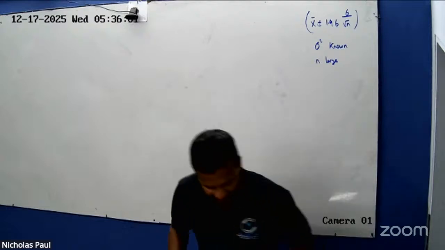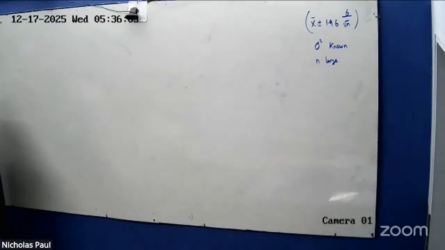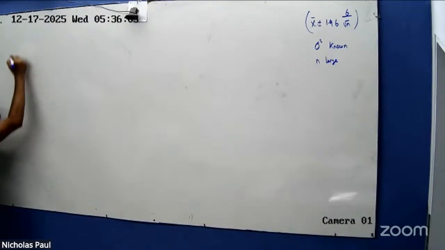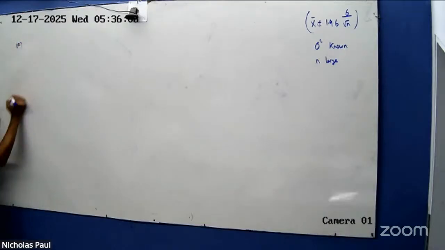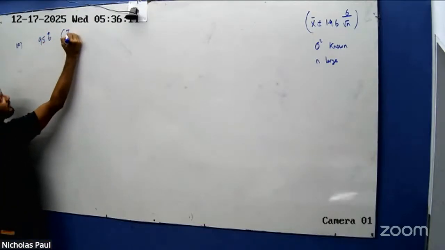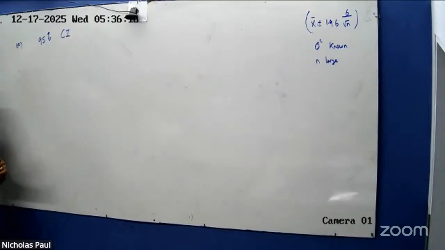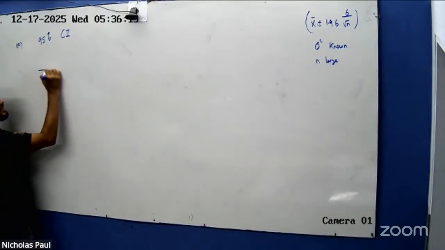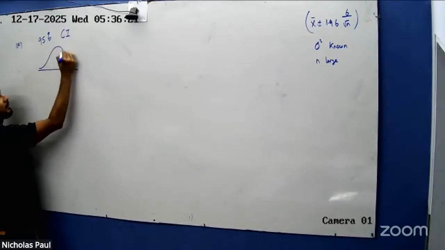Right, so where did this come from? You end up in exams and you can't remember the formula. Let's see if we can work it out. Here is where we want to be. We want to create a 95% confidence interval. CI means confidence interval. So what does that mean? It means something like this.